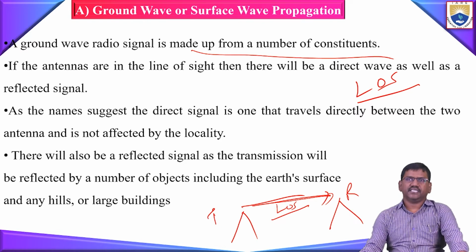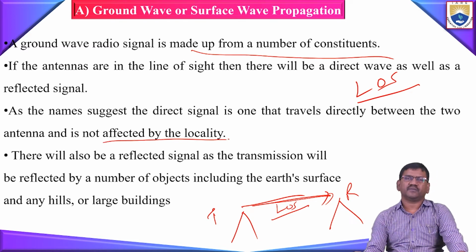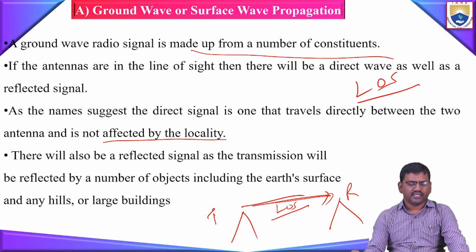As the name suggests, the direct one is the one that travels directly between the two antennas and is not affected by the locality. That means it is not affected by trees, hills, mountains, or any obstacles between the transmitting antenna and the receiving antenna. There will also be a reflected signal, as the transmission will be reflected by a number of objects, including the earth surface, hills and large buildings.